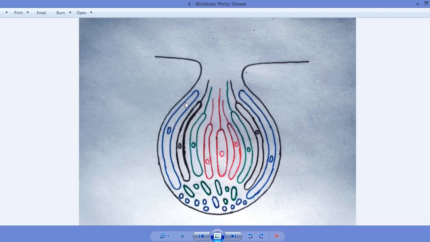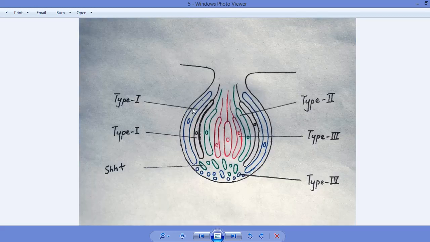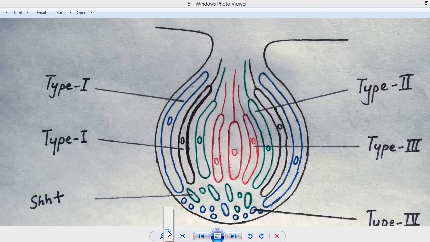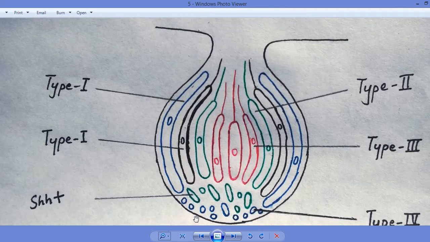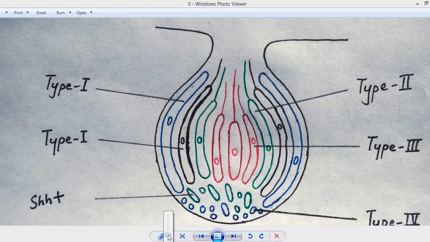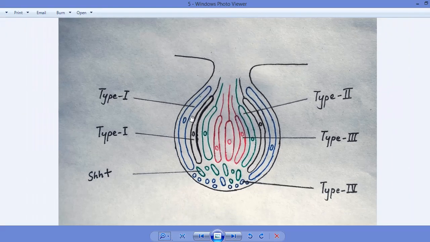Four types of cells are present inside this bulb. I'm going to show you. The blue color represents the type 1 cell. The type 1 cell is present on the lateral side of the bulb. This is the type 1 cell which is not having any hair, that is, not having any cilia or taste hair. This is the type 1 cell which is having hair.